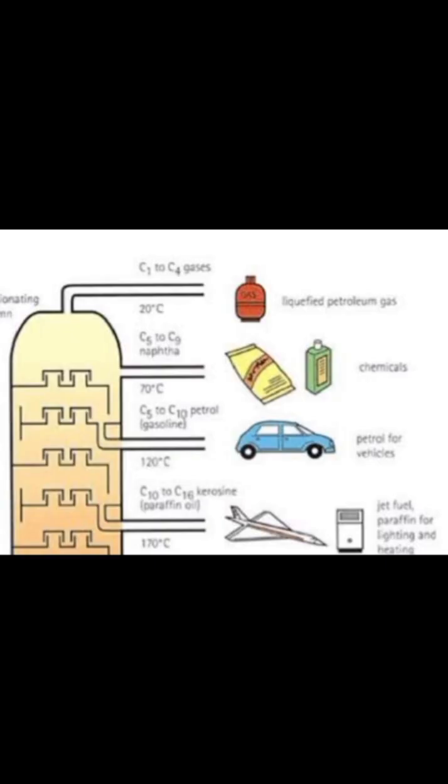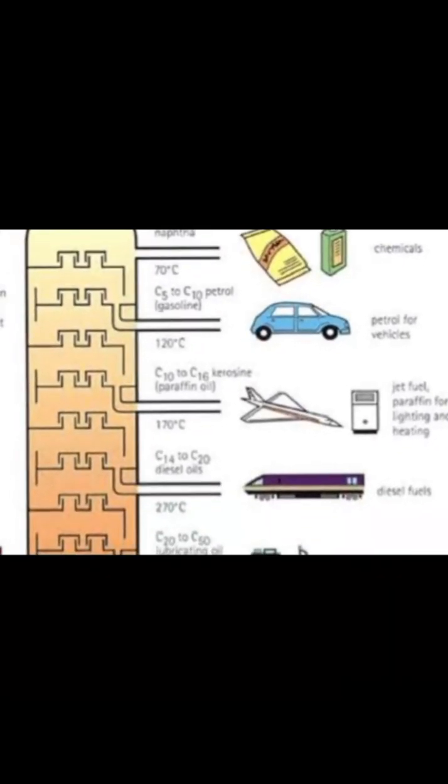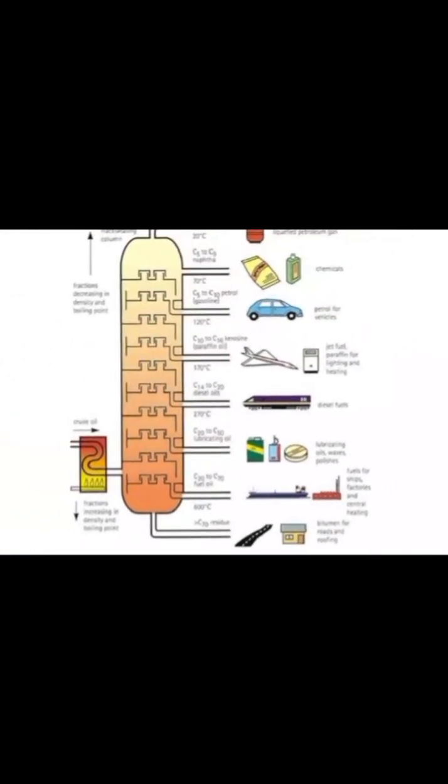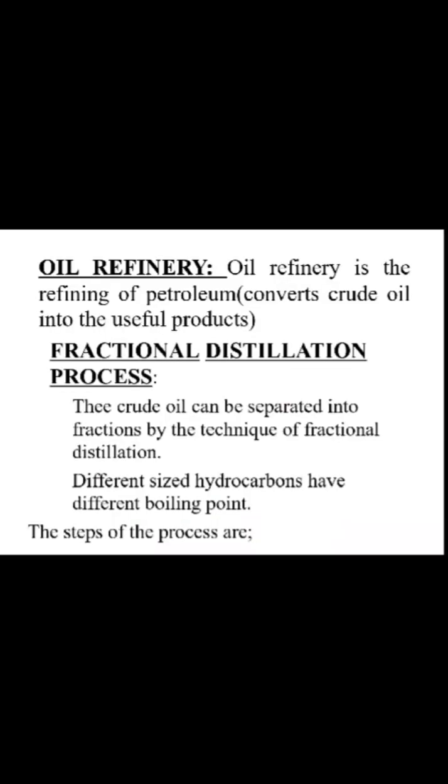This component is called liquefied petroleum gas, or LPG, which is a mixture of methane, ethane, propane and butane. The second fractionating column has a temperature of about 70 degrees centigrade, and the component of the petroleum obtained here contains carbon 5 to carbon 9. It is called naphtha, and it is used in chemicals. So there are different fractions obtained at their different specific temperatures. This is the main procedure of fractional distillation.